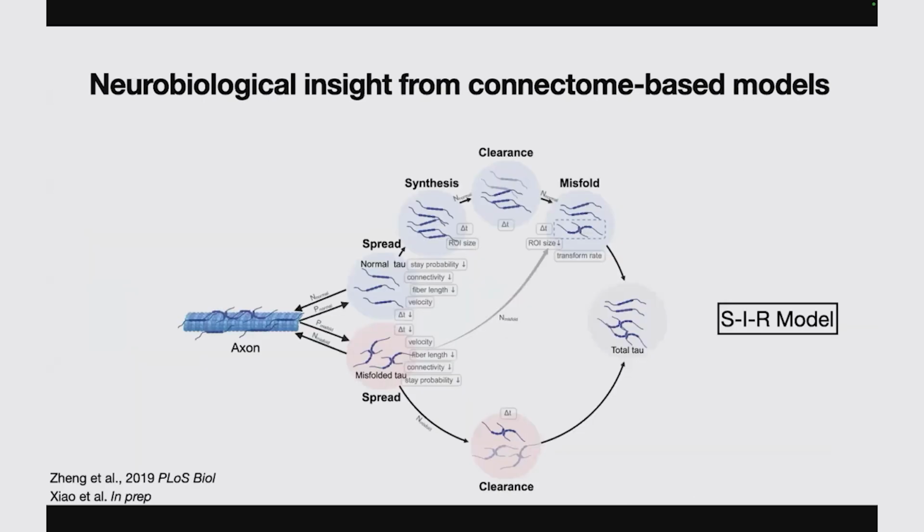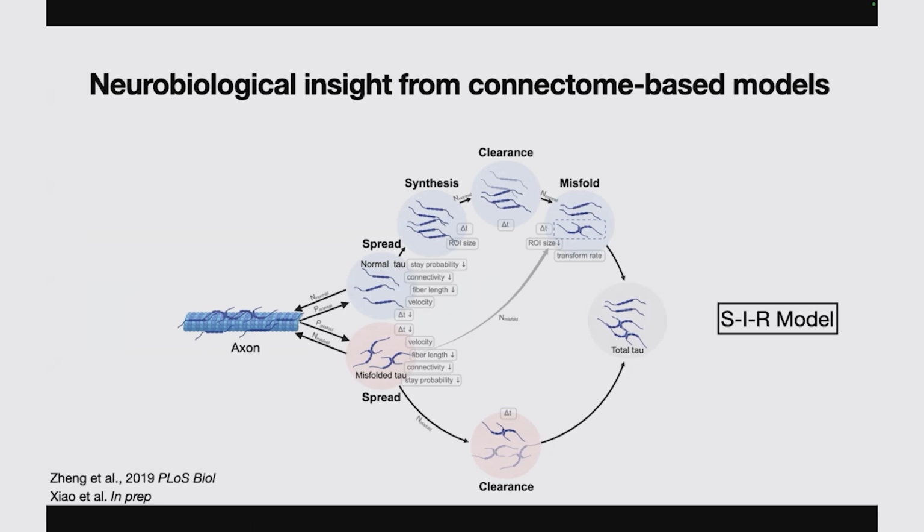To do this, we've recently been using the susceptible-infected-recovered model, or the SIR model, developed in the labs of Alan Dagar and Bratislav Misic at McGill. So just like the epidemic spreading model, this model also simulates the spread of pathology over the brain's connectome. In addition, it models intracellular mechanisms, namely, as you can see here, synthesis, clearance, misfolding, and spread of pathological proteins.